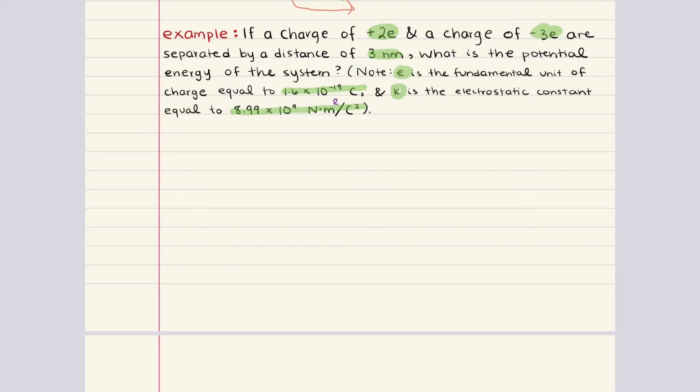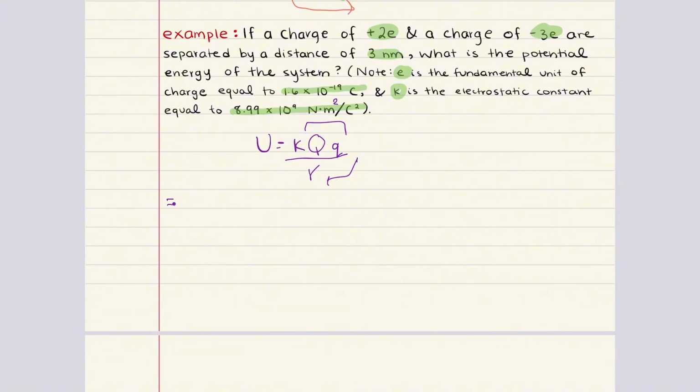Now we're given all of the information we need to plug into our equation for potential energy. We're given Coulomb's constant, we're given the magnitudes of the two charges, and we're given the distance between them. So all we have to do is plug into this equation and calculate.